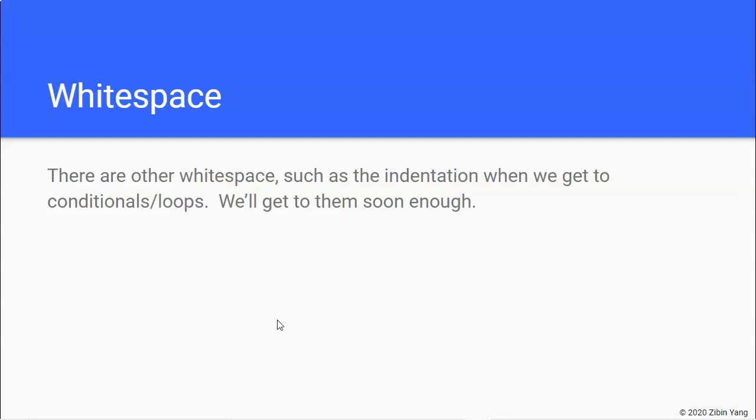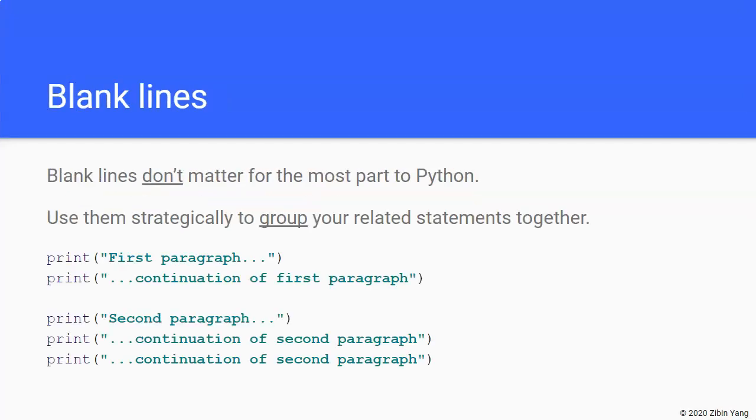There are other types of white spaces, such as indentation. When we get to conditionals and loops, when we talk about blocks of code, we'll talk about those towards the end of this video. For now, let's talk about blank lines, not just white spaces.